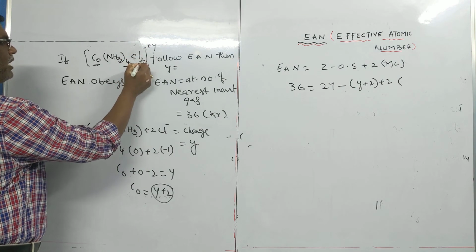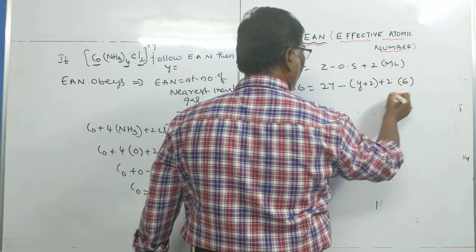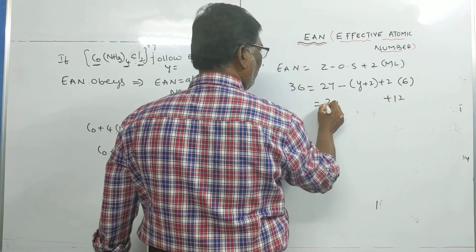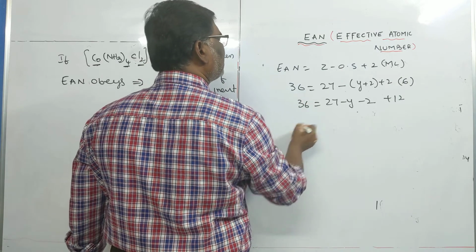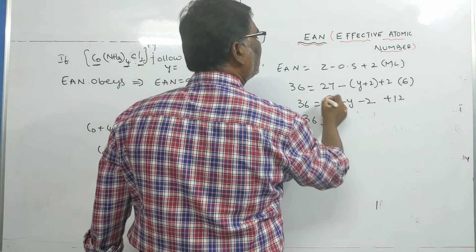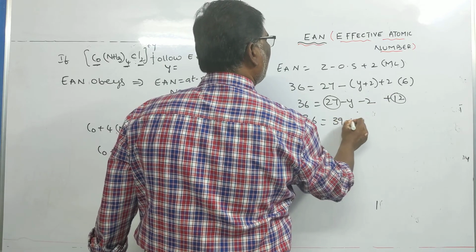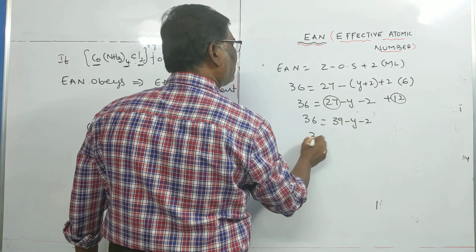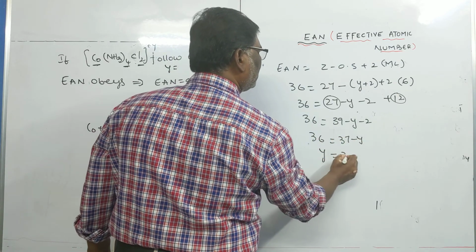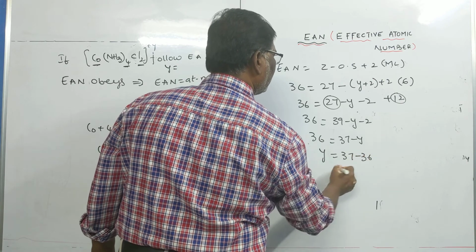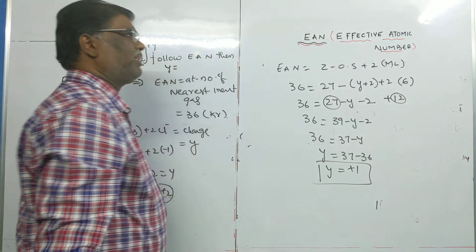How many monodentate are there? 4 plus 2 means 6 are there. 6 monodentate ligands, collectively 12. 27 minus y minus 2 plus 12. So 36 is equal to, on simplifying, 39 minus y minus 2, or 36 equal to 37 minus y. So y is equal to 37 minus 36, which gives plus 1. So the value of y is plus 1.